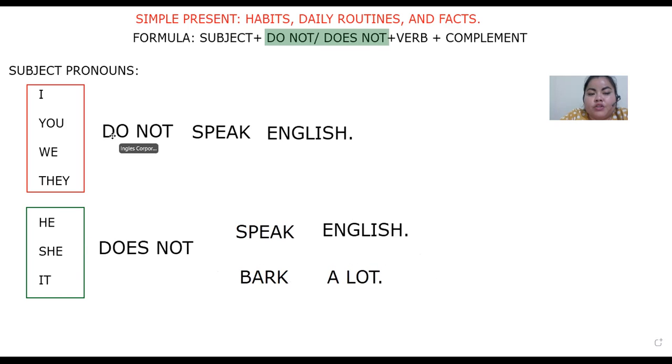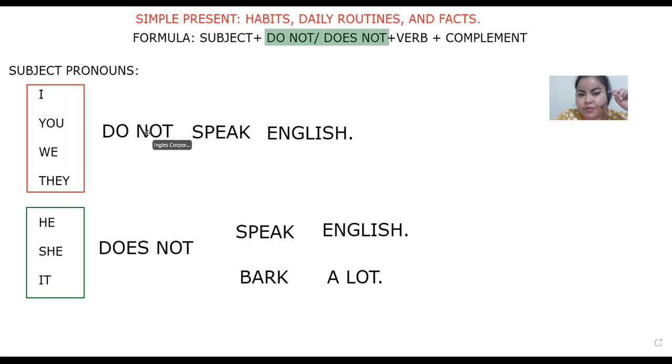Porque do acá se convirtió a does, que ya tiene la regla de la S. Entonces se la tengo que quitar a los verbos principales. I have to remove it from the main verb because I cannot have double rule of S in the sentence. No puedo tener la regla de la S dos veces en la misma oración. Okay? Entonces agrego does not, pero se la quito acá a los verbos.